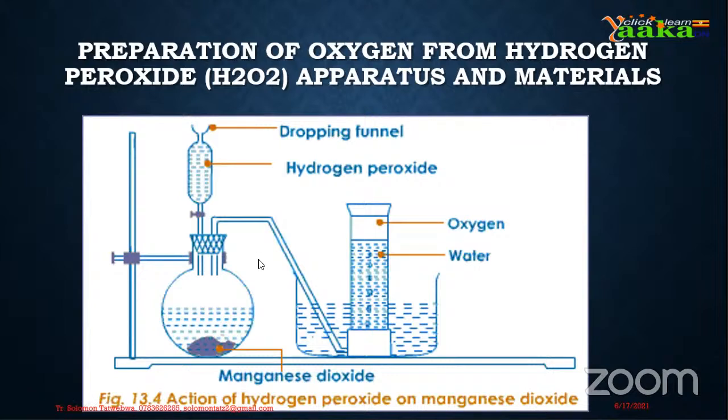So this is the diagram. When the oxygen is made, it travels through this delivery tube to be collected over water here. You see bubbles that come up and pop on top, and up here we shall have our oxygen. Do you have any questions on that? Any other questions?